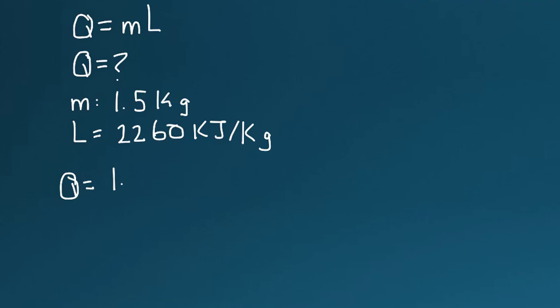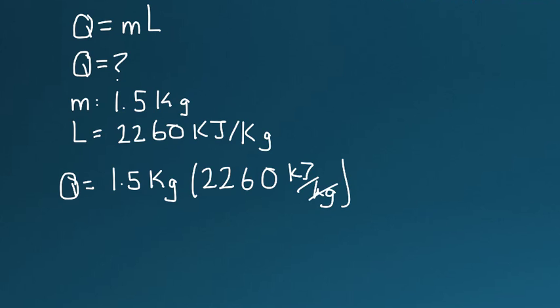I'm going to take those numbers and sub them into my equation. Q equals 1.5 kilograms times 2,260 kilojoules per kilogram. Kilograms cancel out, so I know I'm on the right track. 1.5 times 2,260 is 3,390 kilojoules. So to create steam, water vapor out of 1.5 kilograms of water would require 3,390 kilojoules.